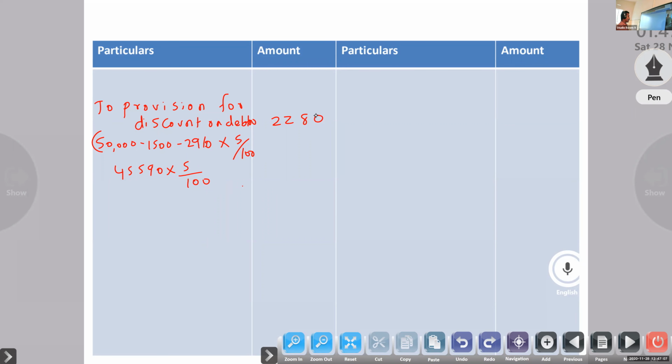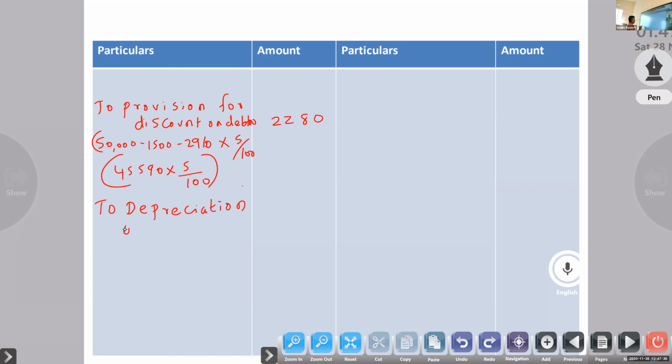Okay, provision for discount on debtor. So that is over. Now you have to look at each adjustment, whether you wrote all the adjustments or not. First one, depreciation on machinery. We didn't write that adjustment, so we have to write depreciation on machinery.